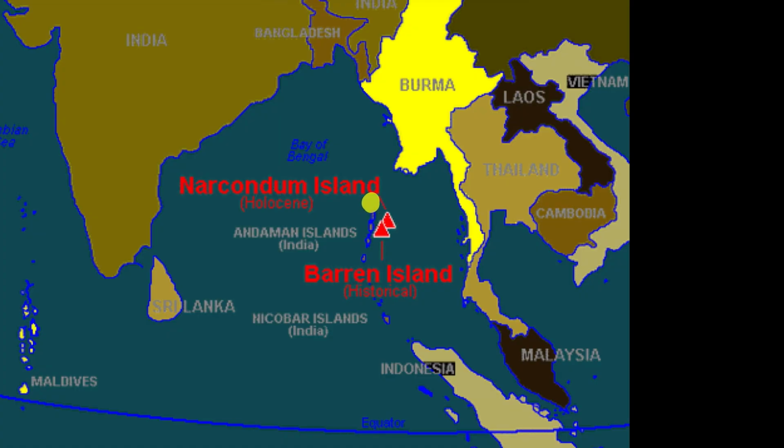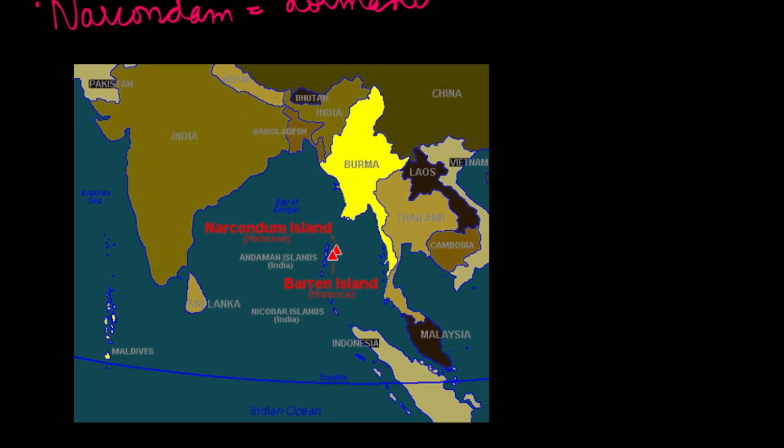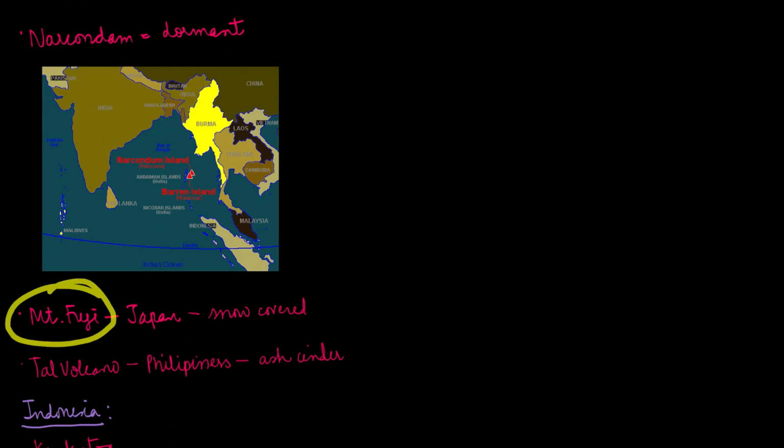Over here we have Coco Island, which is a territory of Myanmar. So Cocos is not a volcano. I'm just trying to show you that we have that maritime boundary as well. So Mount Fuji in Japan is a snow-covered volcano. Then the Taal volcano in Philippines is an ash cinder volcano. There are types of volcanoes, and within those types, it is an ash cinder volcano.